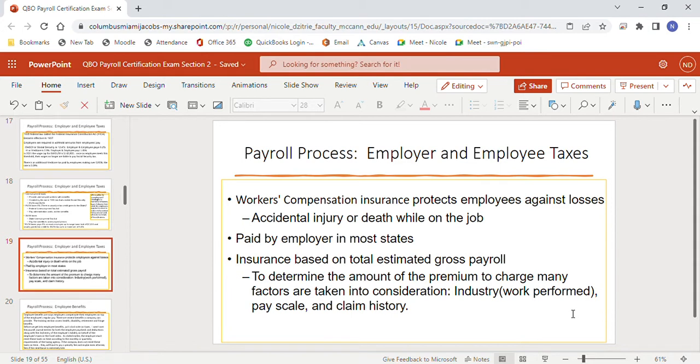To determine the amount of the premium to charge, there are several factors that are taken into consideration, like the industry in which the work is performed. So is it a warehouse where you're physically working with machinery, or are you a teacher and you work at a school? Those are two totally different types of industries. And then the pay scale and the claim history of that particular company.